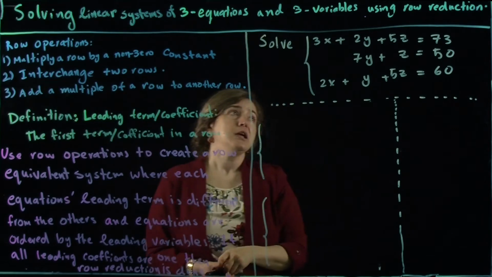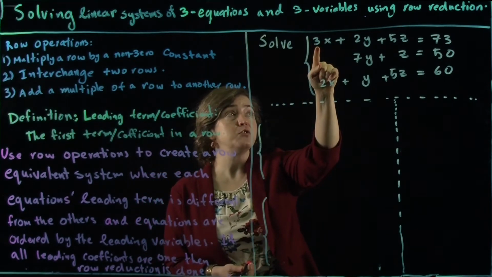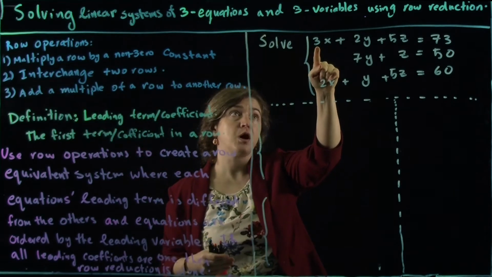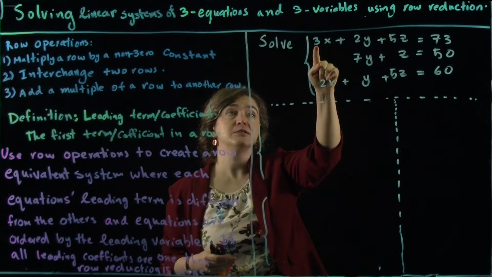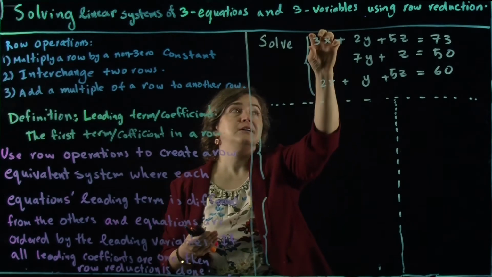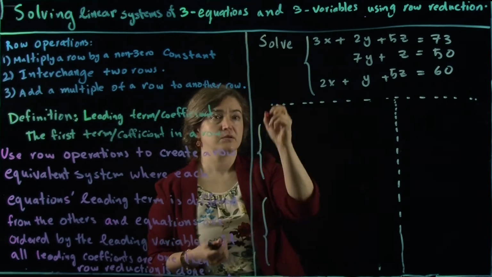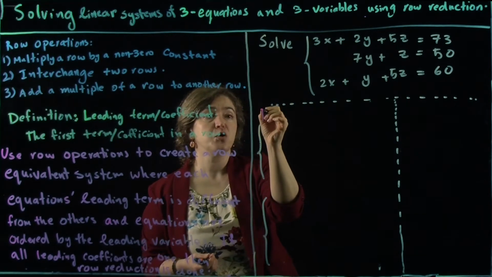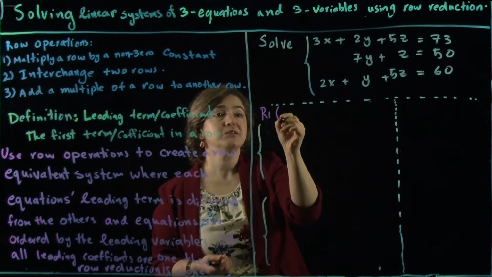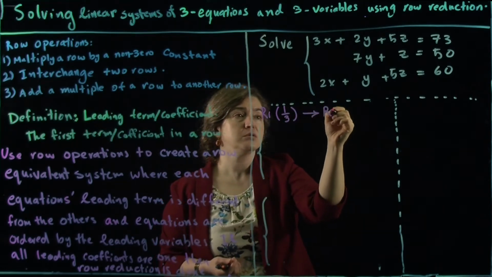So what do I do? My plan is to rewrite this equation using the first row operation. So the 3 turns out to be 1. How does that work? I should multiply the first equation by 1/3. So this is how I write it: row 1, or equation 1, multiplied by 1/3 should go back into row 1.